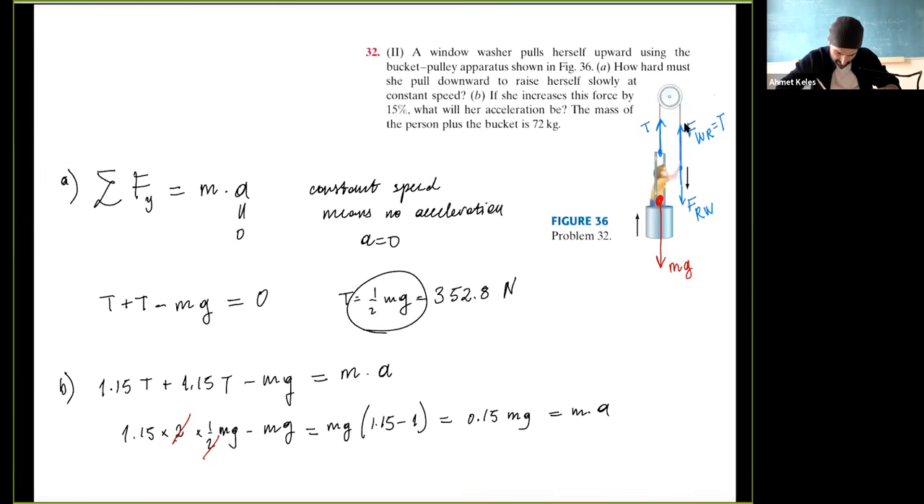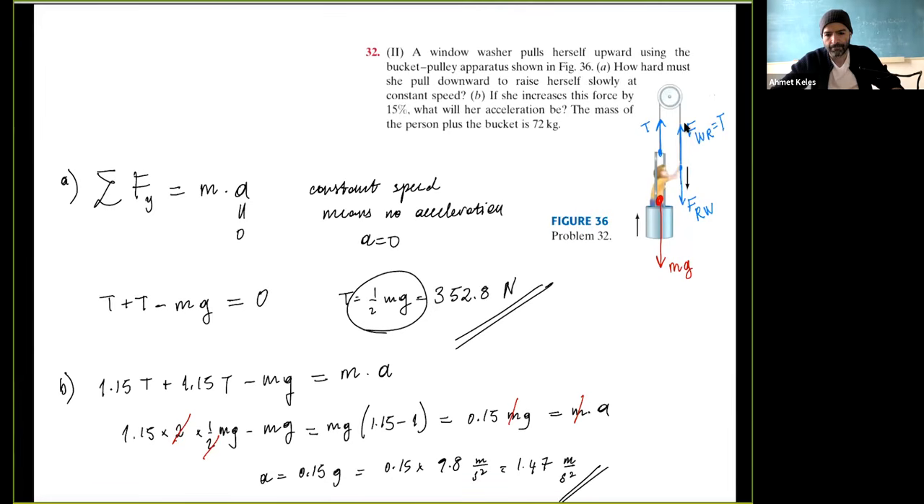And I know these m's cancel. So a is equal to 0.15 g, which is equal to 0.15 times 9.8 meter per second square. Let's calculate this. 0.15 times 9.8 is equal to 1.47 meter per second square. Okay, this is one. This is another one.